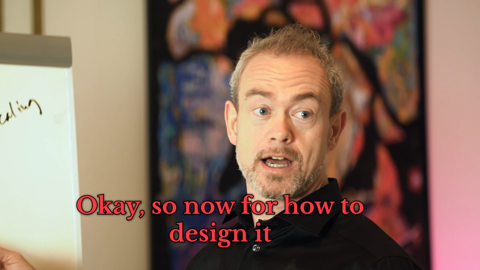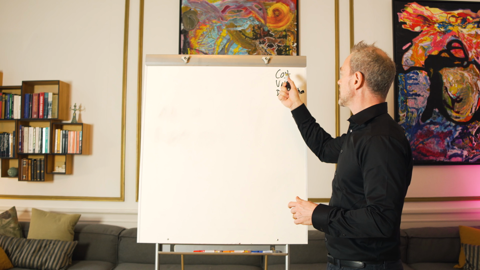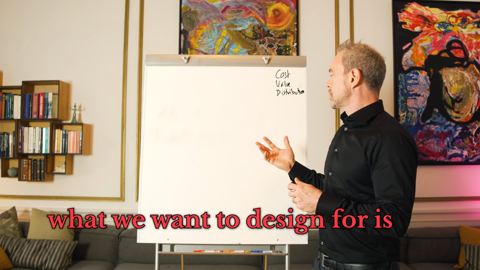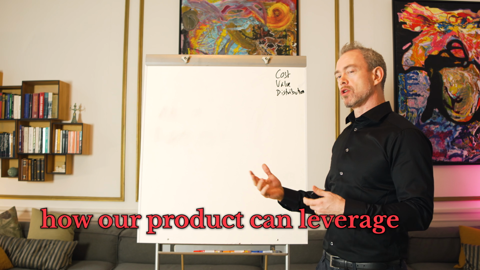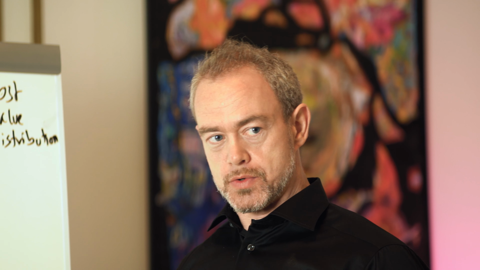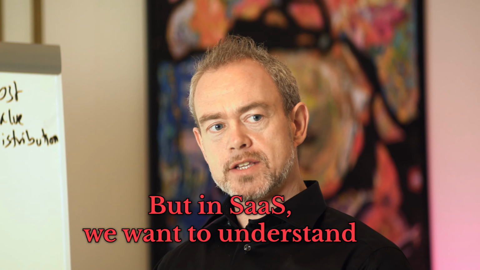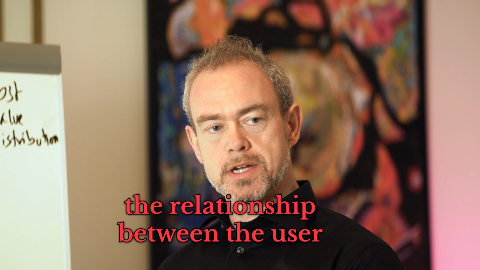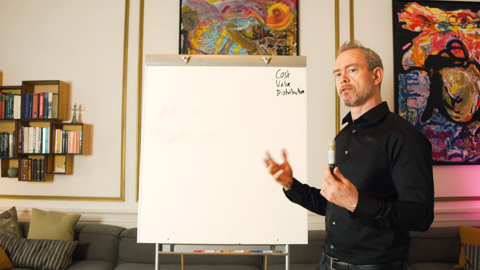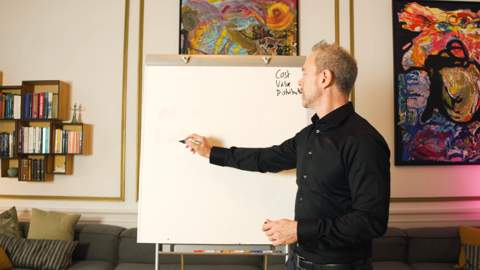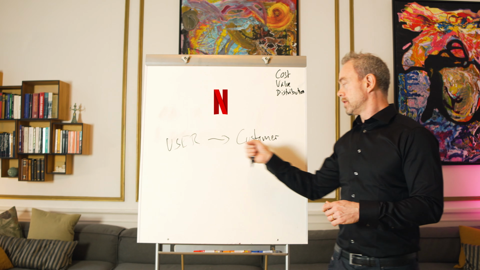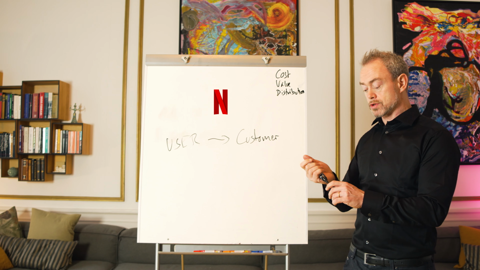Okay, so now for how to design it. We have the three different types of scale: cost, value, and distribution. So what we want to design for is how our product can leverage one of these types of scale. Everything starts with the user. But in SaaS, we want to understand the relationship between the user and the customer. Sometimes we have a very simple relationship where the user is the customer. I watch Netflix, I pay for Netflix. So the user is the customer.